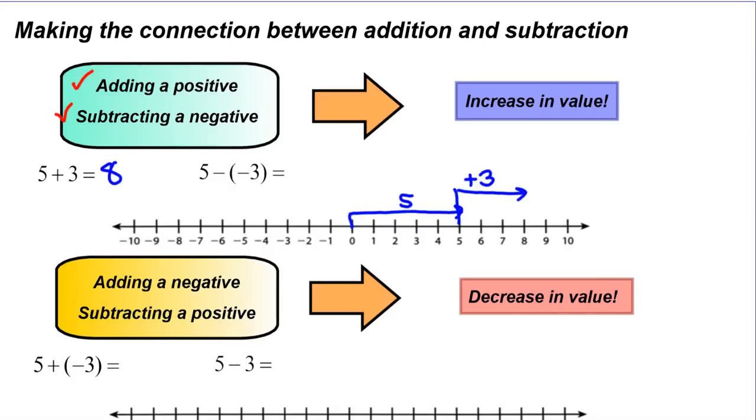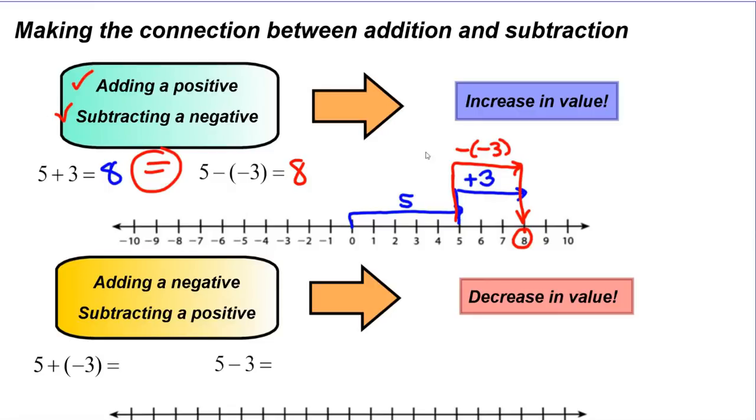And then 5 minus a negative 3, well, I'm going to start at 5 again, and then if I take a negative 3 away, that's going to increase the value by 3, and again, that's going to put me at 8. So these two are identical. These are equivalent. 5 plus 3 and 5 minus negative 3 do the same thing. You end up with 8 both times.